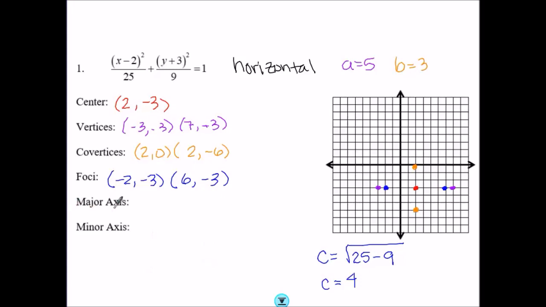Then the length of our major axis is 2A, which will be 10. The length of our minor axis is 2B, which will be 6. Then we can connect our vertices and co-vertices to form our ellipse.